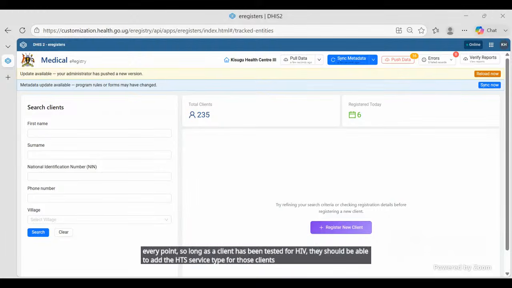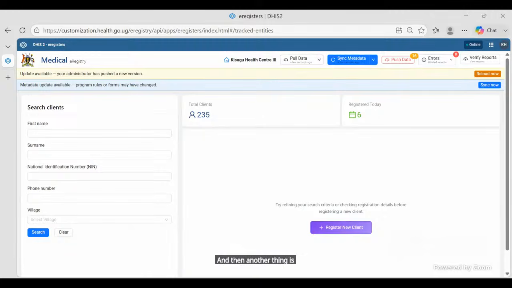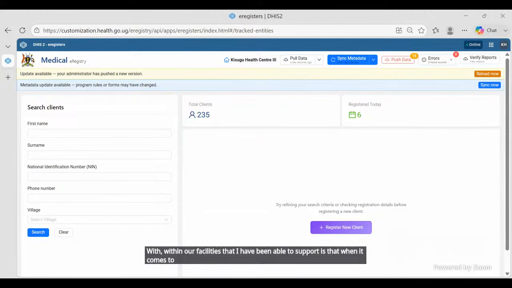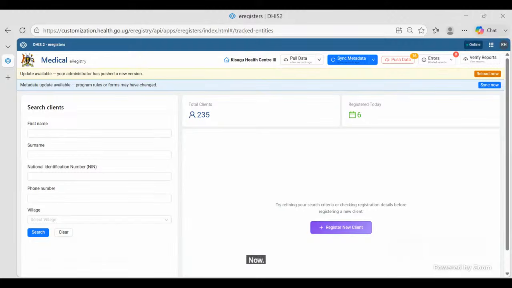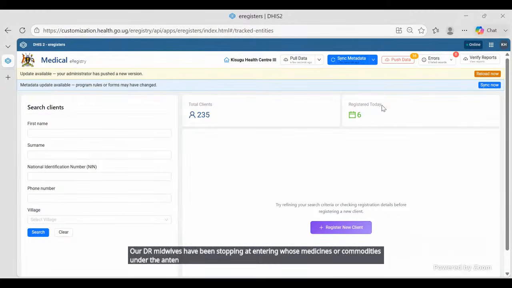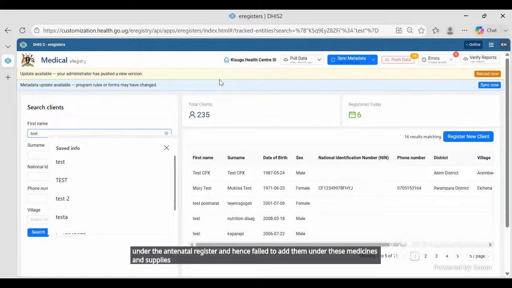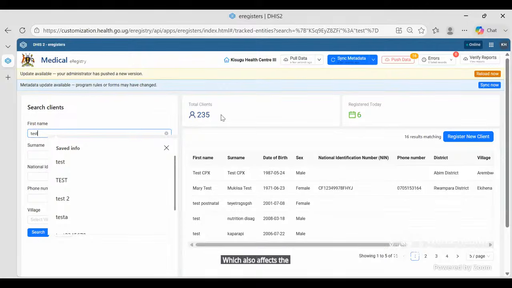And then another thing is that some errors I've seen within the facilities that I have been able to support is that when it comes to antenatal, these medicines that they give, let's say ferrous and folic acid, our dear midwives have been stopping at entering those medicines or commodities under the antenatal register, and hence fail to add them under these medicines and supplies, which also affects the report at the end of the month or end of the week. Those are my concerns. Thank you very much.